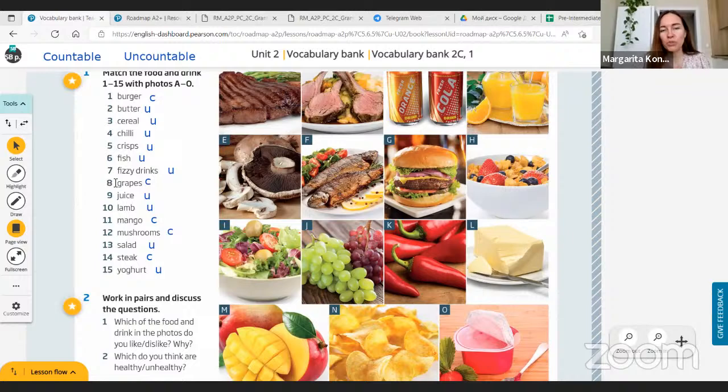The only surprise was grapes. Yes, it is countable, but no one counts it. Mushrooms also countable. Remember, fish, meat, lamb, it's never countable, because we don't know what portion it is. It's not one fixed thing, right? Okay. Can I close it? For a moment. Yes. And we will work today with countable and uncountable words.